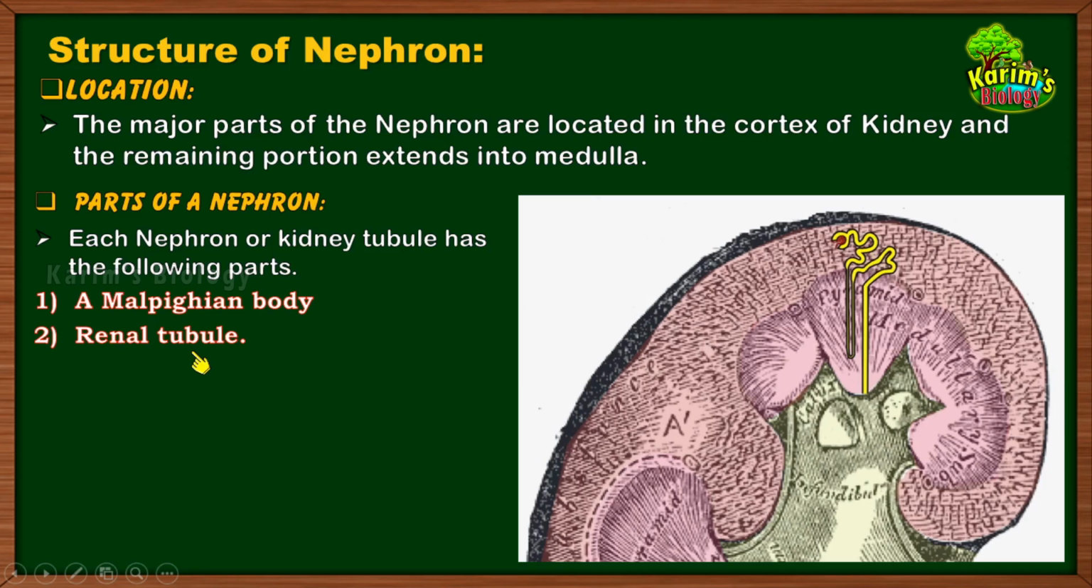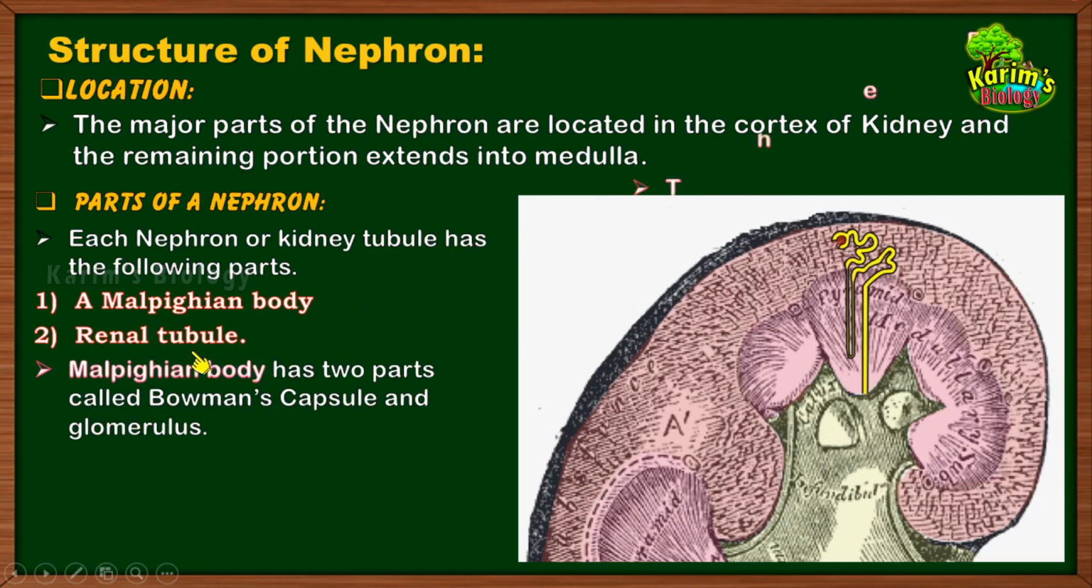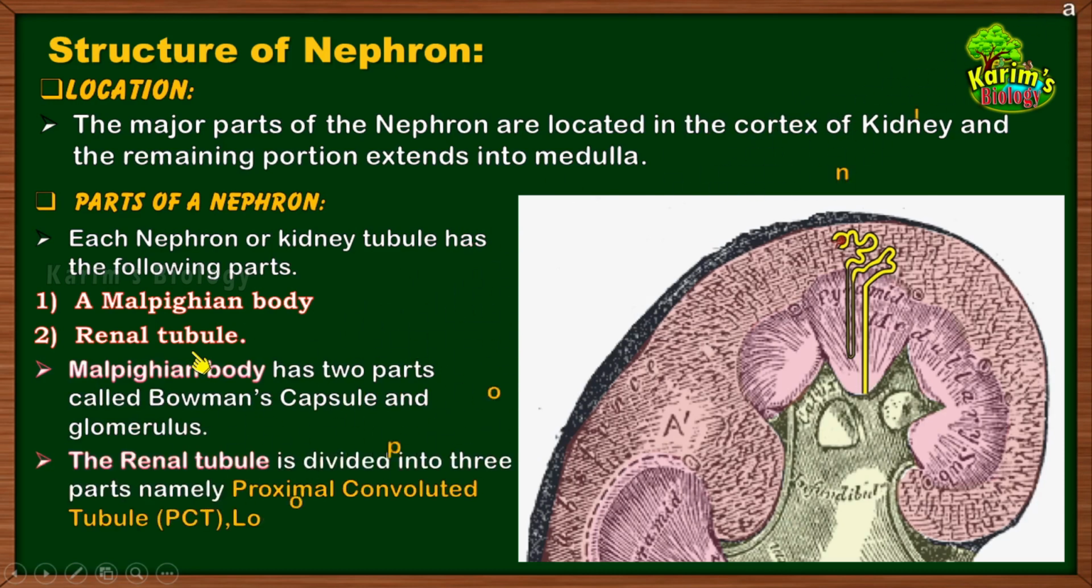We will be discussing. Okay, and again the Malpighian body has two parts. What are they? They are Bowman's capsule and glomerulus. Understood? Malpighian body, again it has two parts called Bowman's capsule and glomerulus, and renal tubule is divided into three parts, namely proximal convoluted tubule, loop of Henle, distal convoluted tubule.